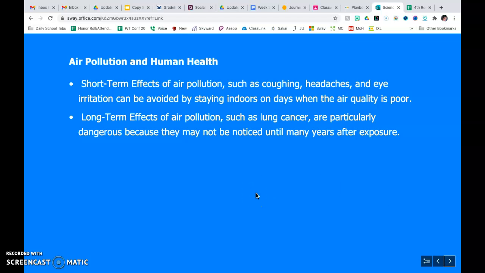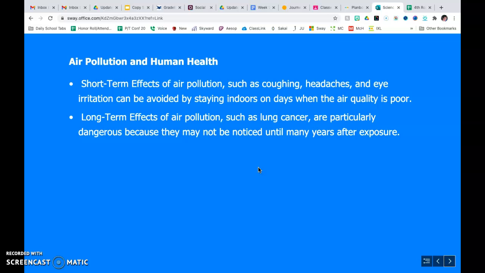So short-term effects of air pollution, you can cough, sneeze, have headaches, your eyes can be irritated. So when they have those poor air quality days posted, if you have any of those things happen to you, like if you already have asthma, then you're going to be more affected than someone who doesn't. So you can avoid this by staying indoors on those days when the air quality is poor.